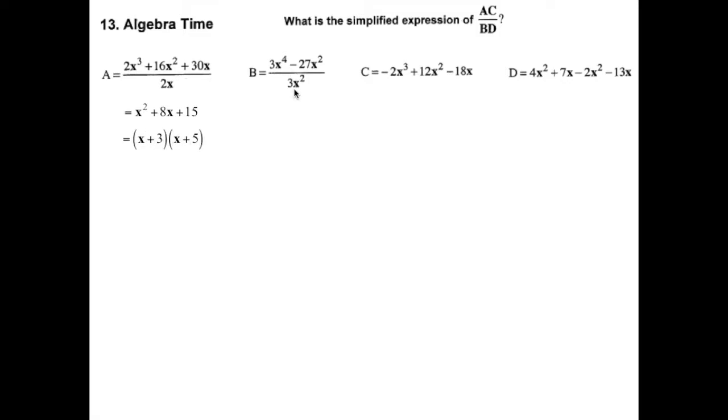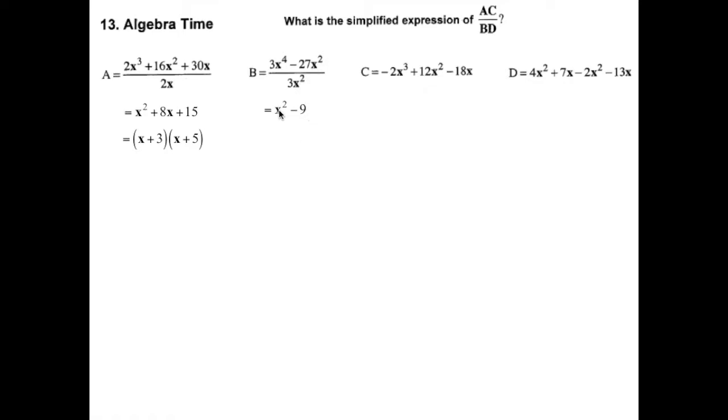For B, I'm going to do the same thing. I'm going to divide each term by 3x squared. So 3 divided by 3 is 1. X to the 4 divided by x squared is x squared. Negative 27 divided by 3 is negative 9. X squared divided by x squared is 1. So we have x squared minus 9.